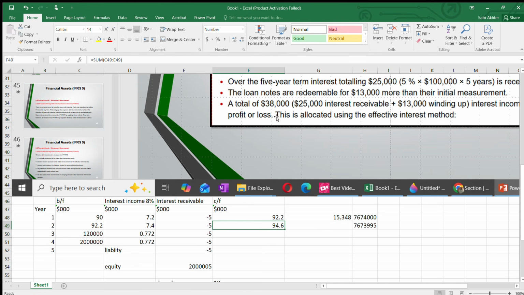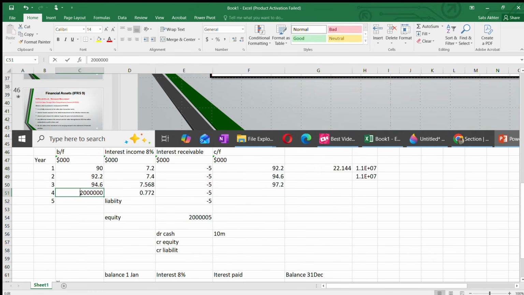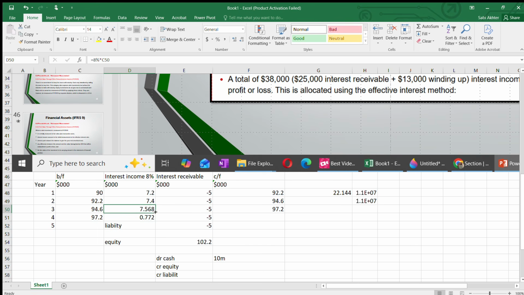Okay, so this 94.6 closing balance will become my opening balance for the next year, third year, 94.6. And on this 94.6, 8%, 97.2. Now, fourth year, 97.2. You see? Now what's happening? Now when I take down, click here and check. It's already taking 8% of 97.2.